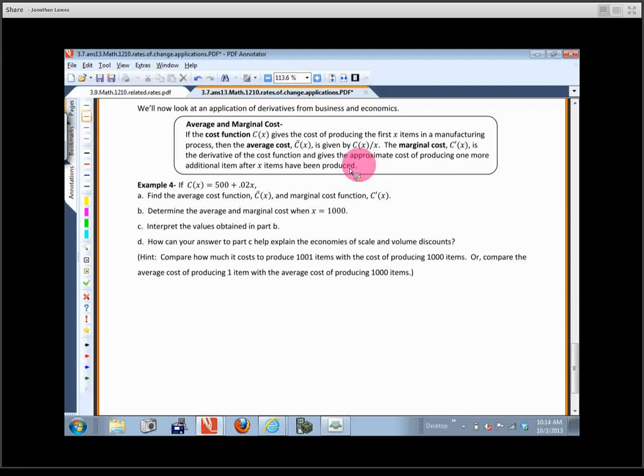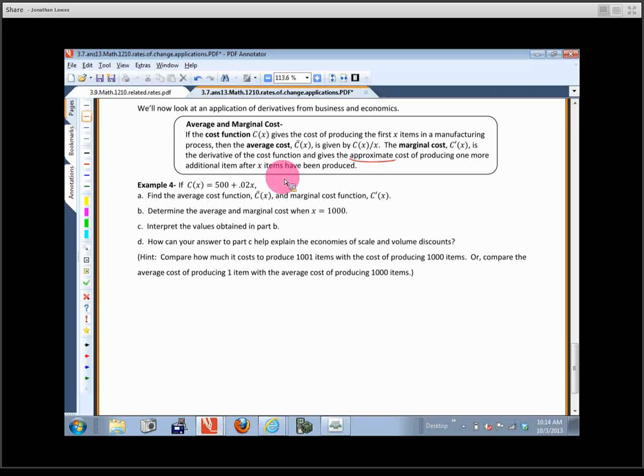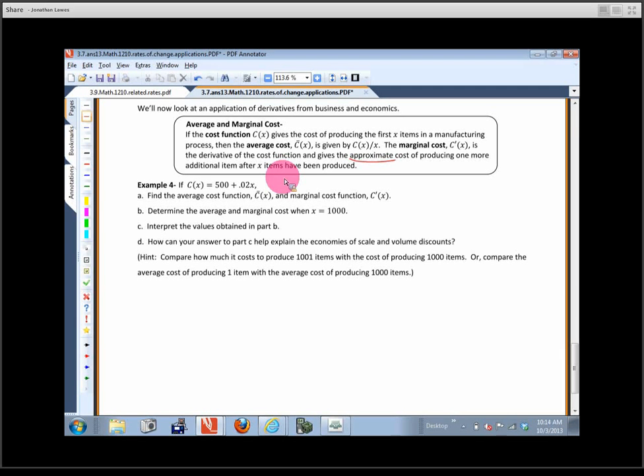And it gives the approximate cost, and this is where this becomes really useful, the approximate cost of producing one more item after X items have been produced. So it tells you the slope of the curve at any given point. So if it's at 400 and you've got a slope like this, it will tell you the rate of change right at 400. So in other words, it's going to tell you how much it costs to produce an item right around 400. So it'll tell you how much it costs to produce the 401st item. So that's the logic behind that. You know the rate of change for the cost, you know how much it costs right at that point, so you can predict how much the next one in line costs.